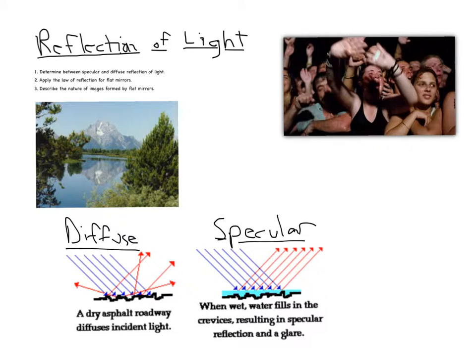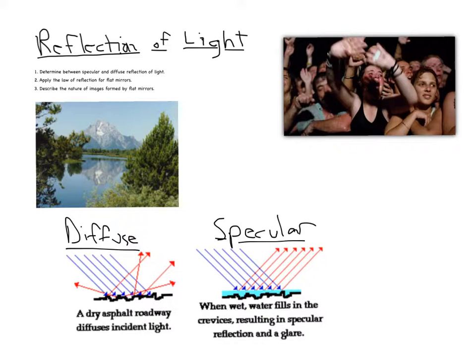So when we talk about the reflection of light, we're talking about rays of light, right? Light as a wave. The waves of light traveling, hitting a surface, and bouncing off. Now, it turns out there are two types of reflection. The first is called diffuse. That would be an example of any time light hits a dry surface, a non-reflective surface. So you could imagine the asphalt on a roadway. That's an example on a dry day of a diffuse reflection.